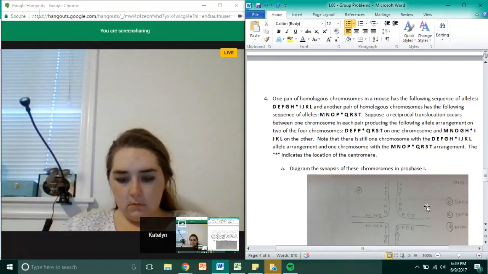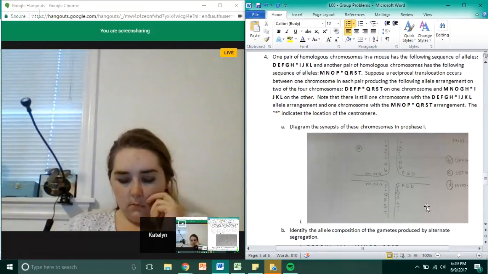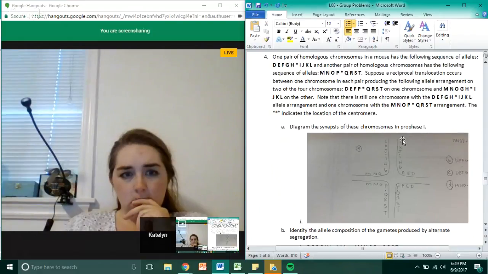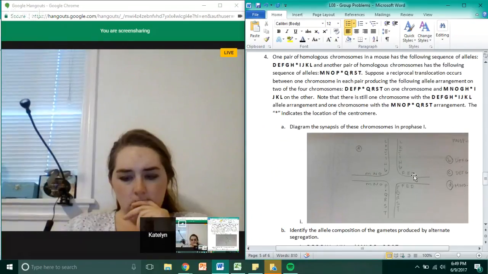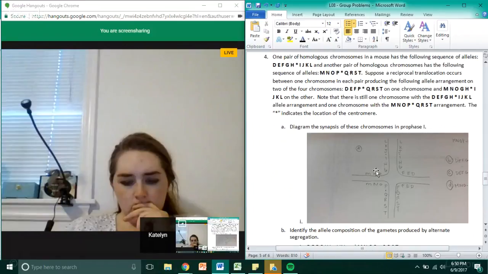And so this is how I set up the synapsis of the chromosomes. Each of the chromosomes has to pair up with a like letter. So you have the 2 original ones here, and then I have the result of the reciprocal translocations. They're put here so that they can pair with the D, E, F right here on this chromosome pair, and N and O on this chromosome, and the rest on these ones and this one.